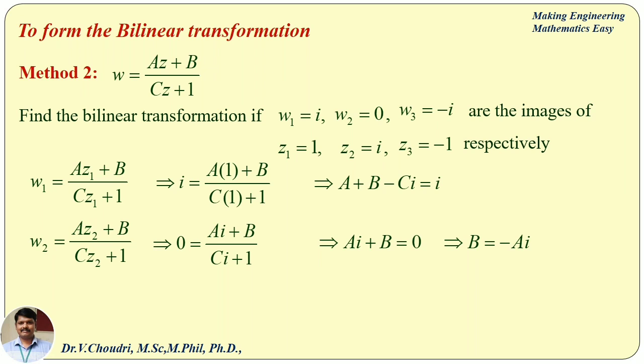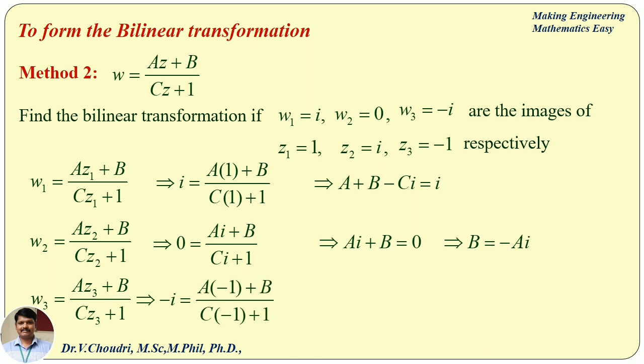Finally, we substitute z3 and the corresponding image w3. It comes: −a equal to (a·(−1) + b)/(c·(−1) + 1). Simplifying this, we may get −a + b − a equal to −i.